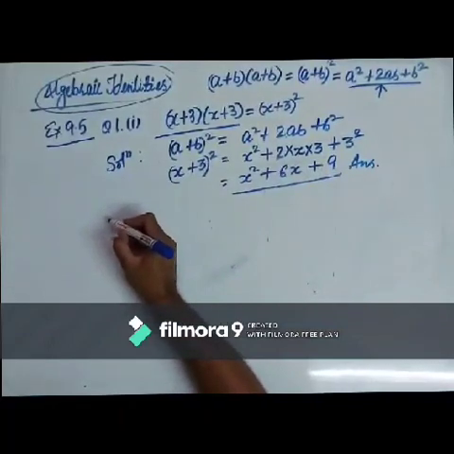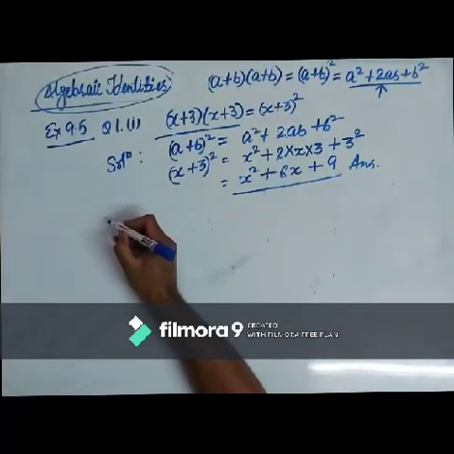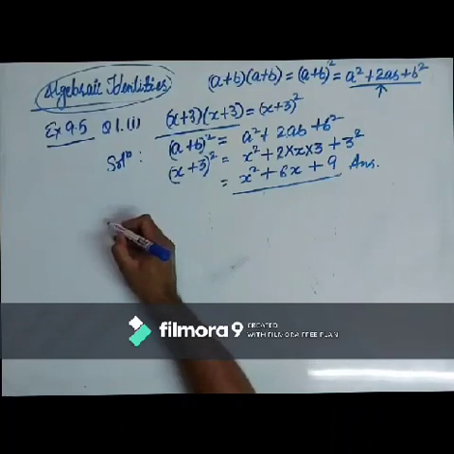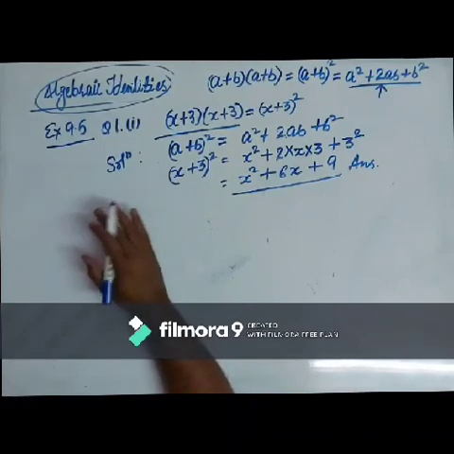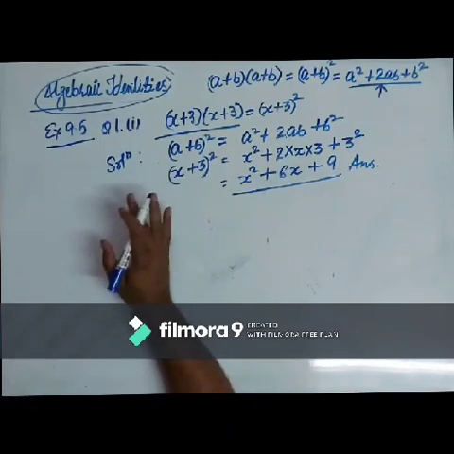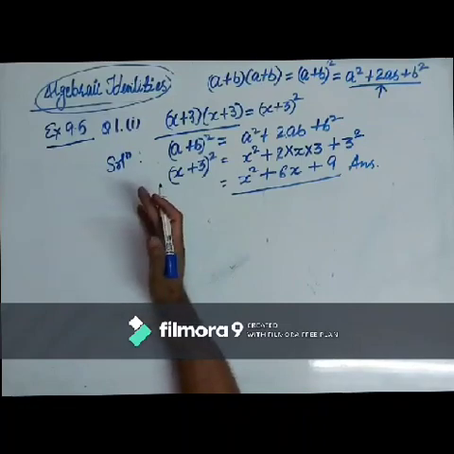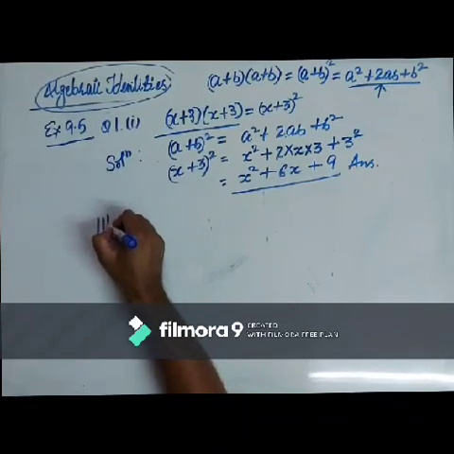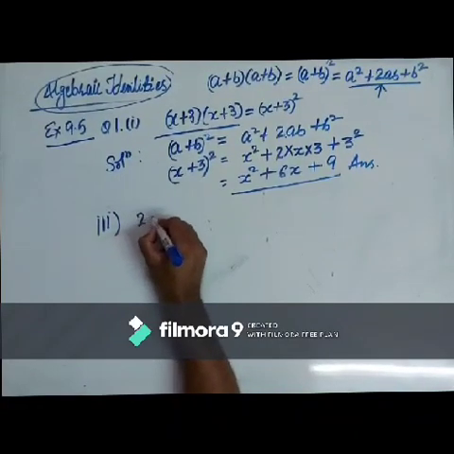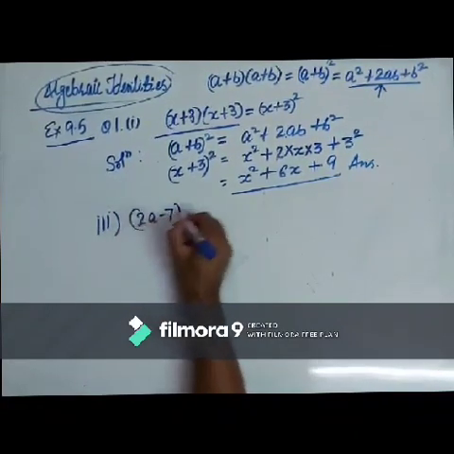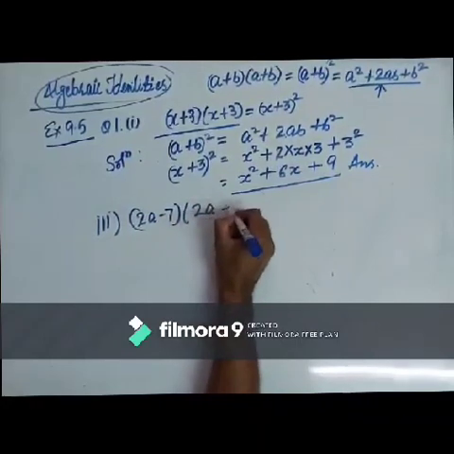Similarly I can apply this in all other questions. If I take another example of the identity part in question number 1, the third part, which says multiplication of 2a minus 7 into 2a minus 7.